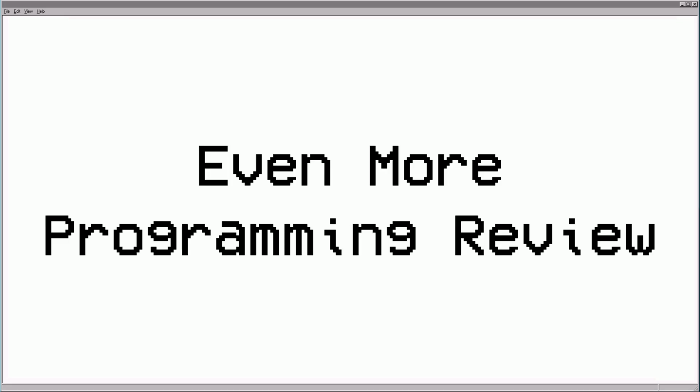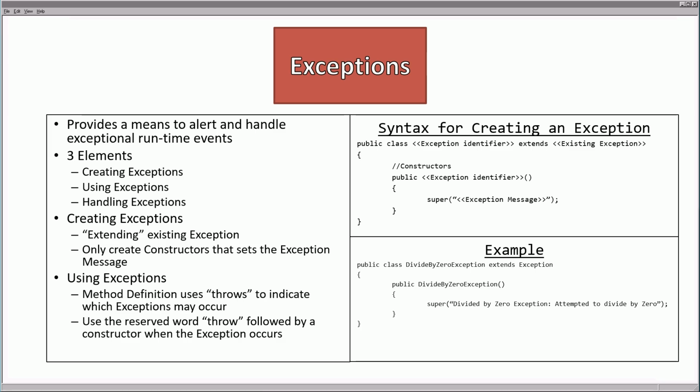Today, we're going to go over even more programming review. More specifically, we're going to discuss exceptions and file input and output. Exceptions are a way that we can basically alert and handle these very exceptional runtime events. Now, if you remember back, 3 of the most common errors in computing are syntax errors, runtime errors, and logic errors. Exceptions focus on runtime errors, so some kind of exceptional case that might come up through the process of the program.